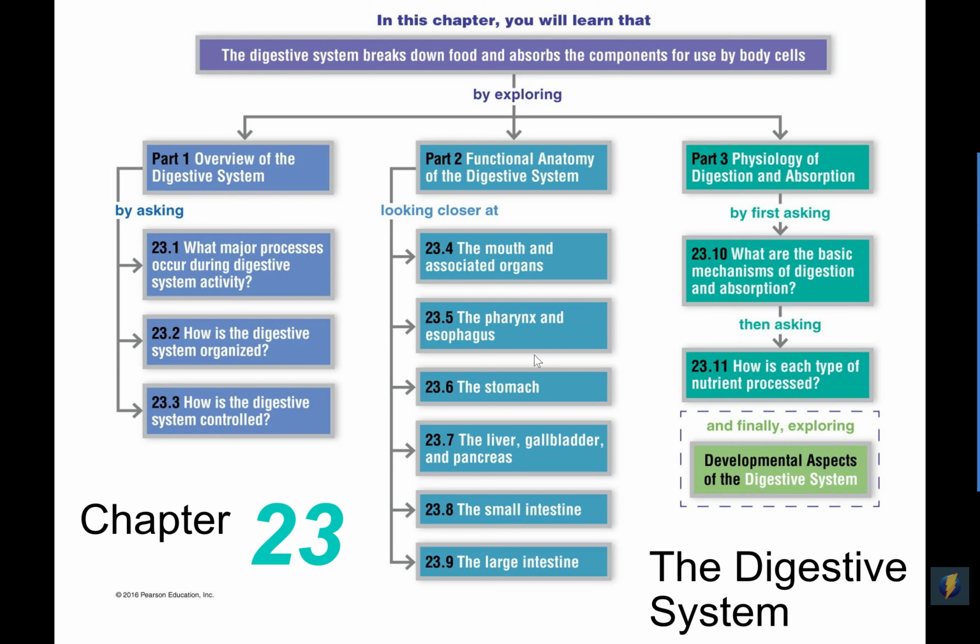Welcome students to the last lecture on chapter 23 on the digestive system. This is going to look at part 3 of this chapter, essentially how digestion and absorption happens in the GI tract.